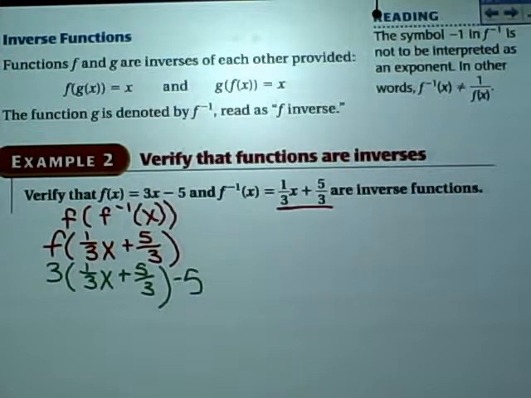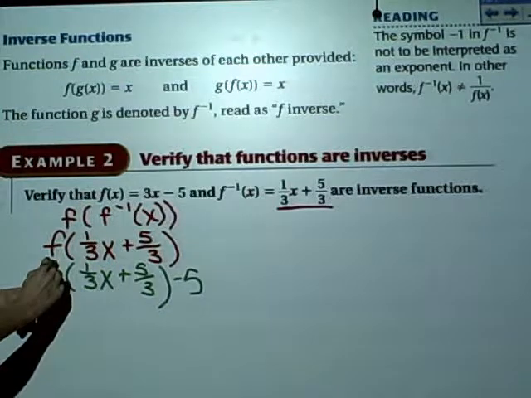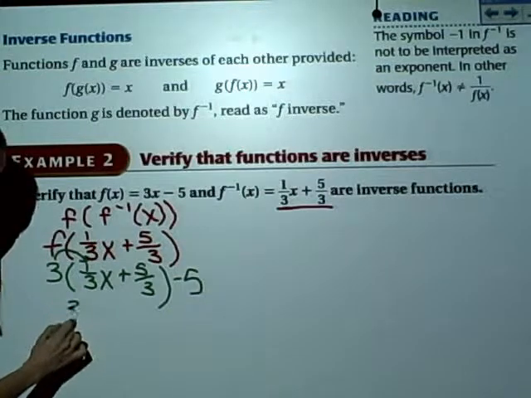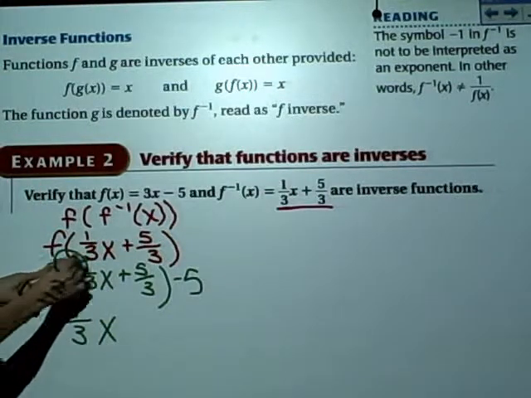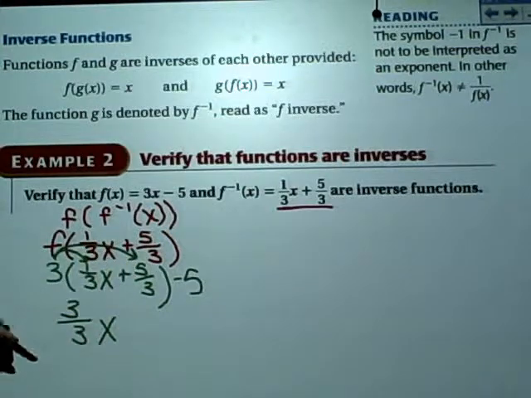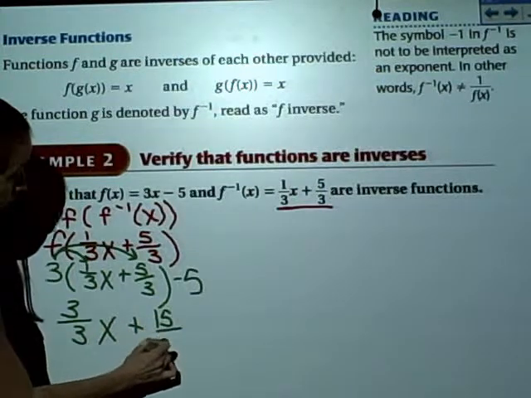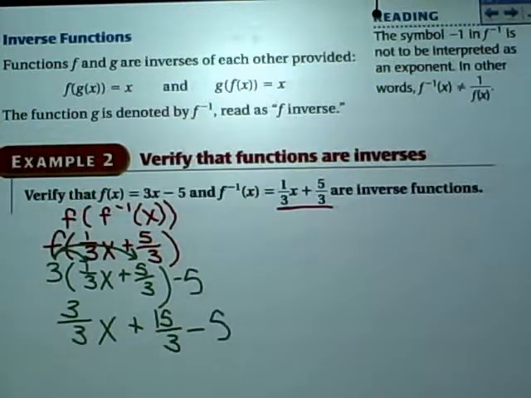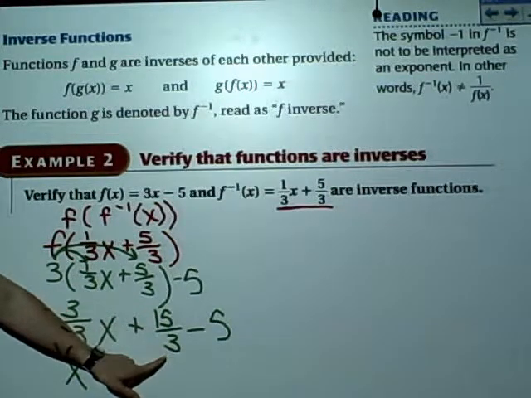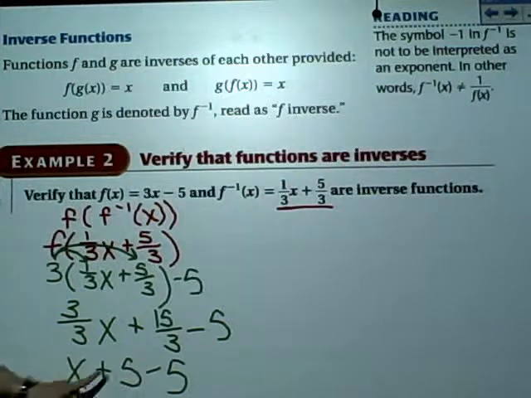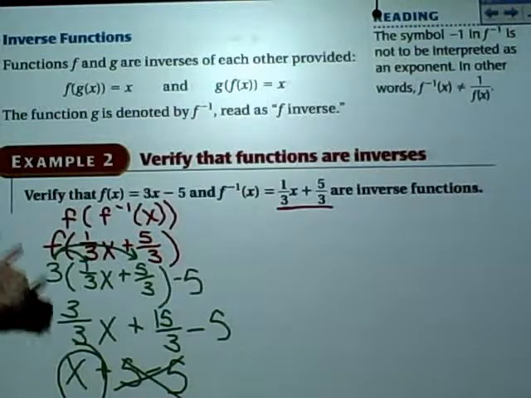Now I'm going to simplify, see what I get. I have a number on the outside, so we're going to distribute to the front. 3 times 1/3 is just 3/3. 3 times 5/3 is 15/3. We multiply straight across the top. And then you have a minus 5 at the end. 3/3 is just 1, so that's just x. 15/3, 15 divided by 3 is 5. Oh, look at that, 5 minus 5. Bam, we're left with x. Okay, so that one's good.